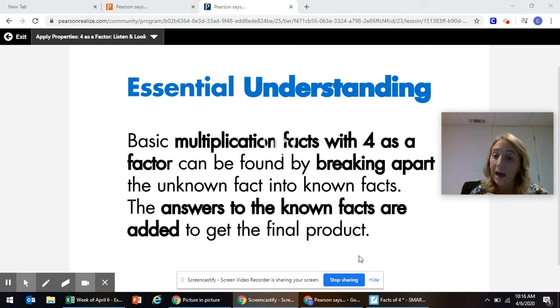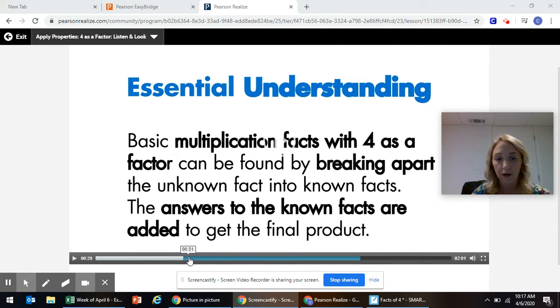The first couple sheets in the math packet are working with facts dealing with the number 4, 6, and 7. I'm going to make one video right now that deals with multiplication facts dealing with 4. If you take a look at the screen, it says basic multiplication facts with 4 as a factor, meaning remember the factors are the numbers that you're multiplying, can be found by breaking apart the unknown fact into known facts. So to get the answer, you add these to get the final product.